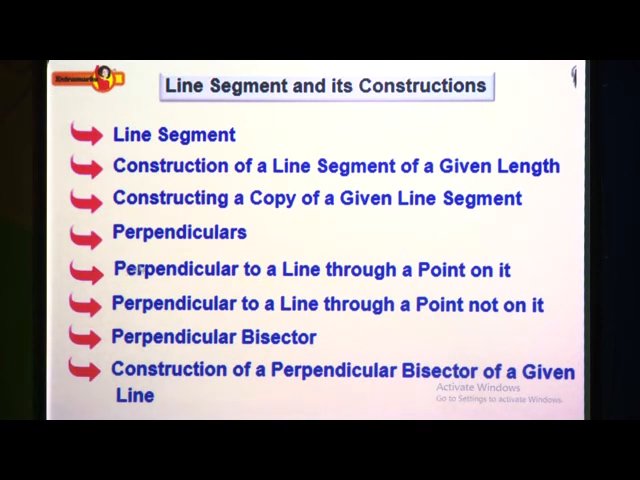First of all, we are going to see perpendicular to a line through a point on it, and second, perpendicular to a line through a point not on it. So after that we are going to see perpendicular bisector and construction of a perpendicular bisector of a given line.